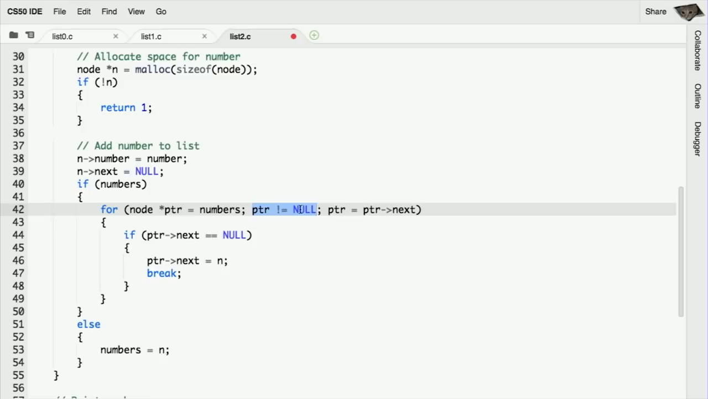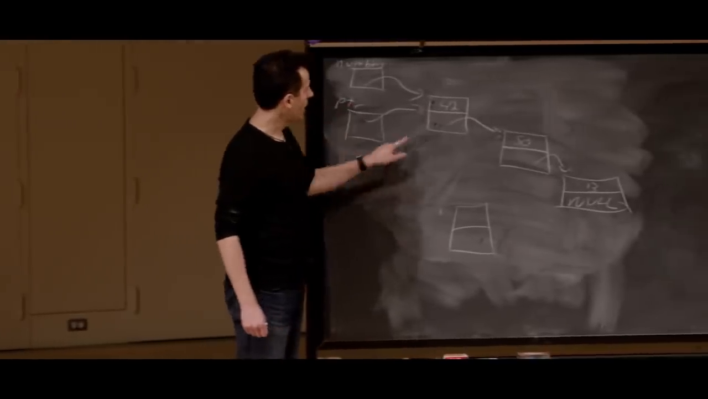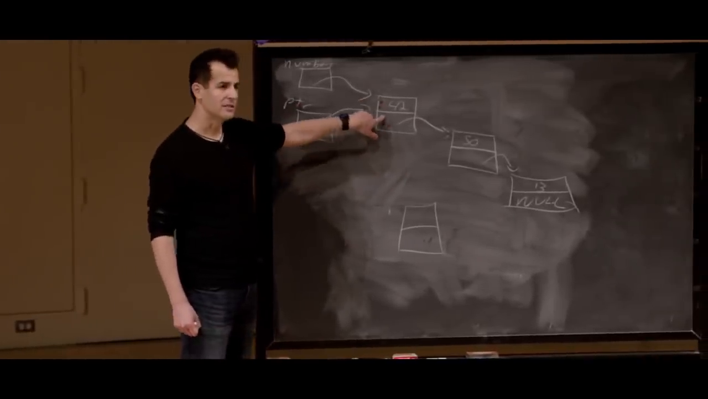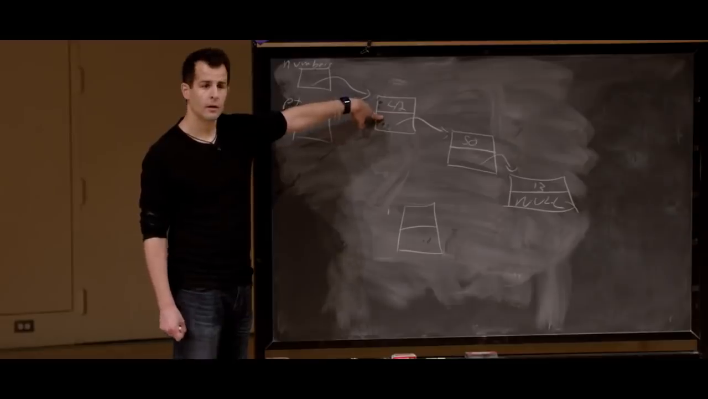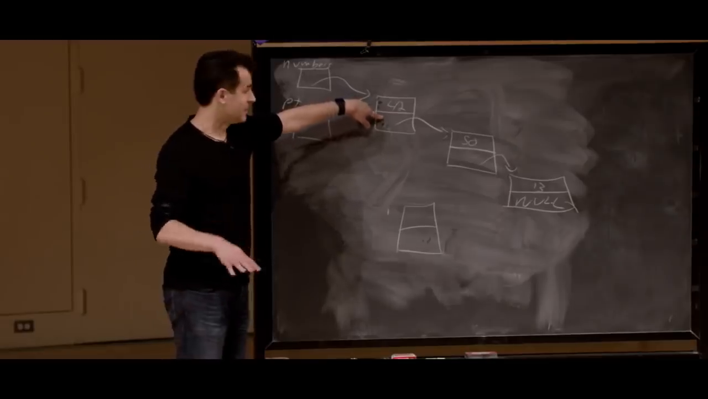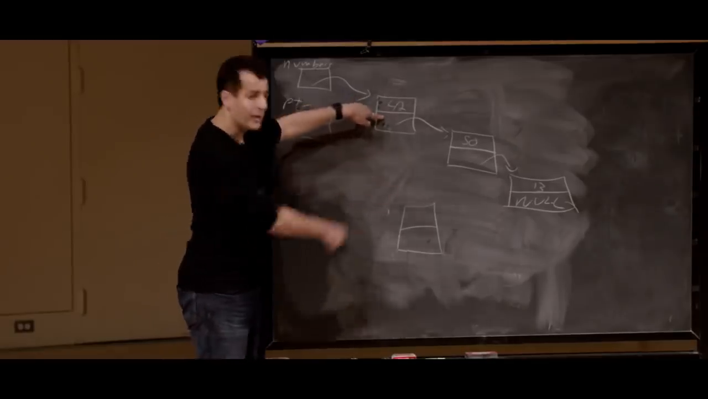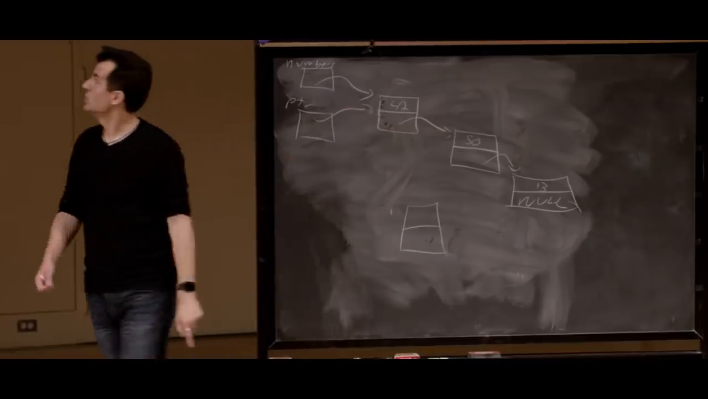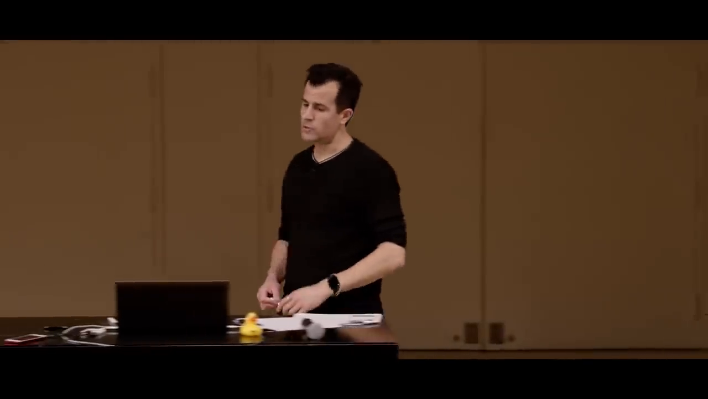Then what do I want to do? If pointer next equals null, well, what does that mean? Well, pointer is here. Pointer arrow next means here. Does this equal null in this story? I mean, it literally doesn't, because null is not written there. Null is way down there. So the condition does not pass. So what do I do next?